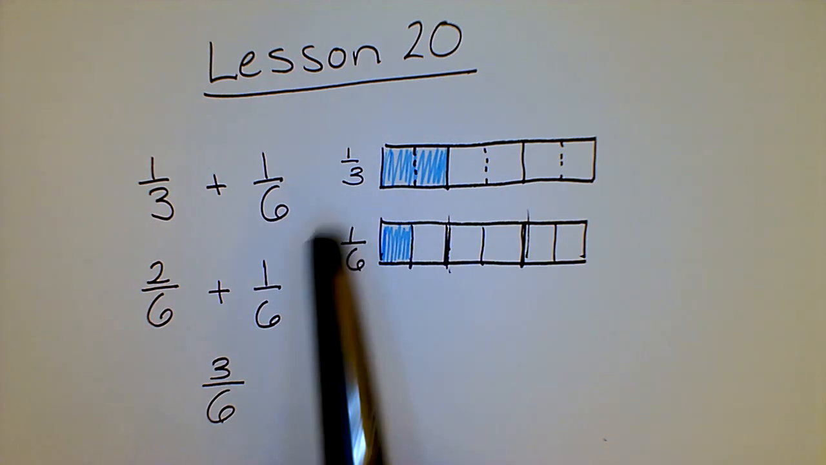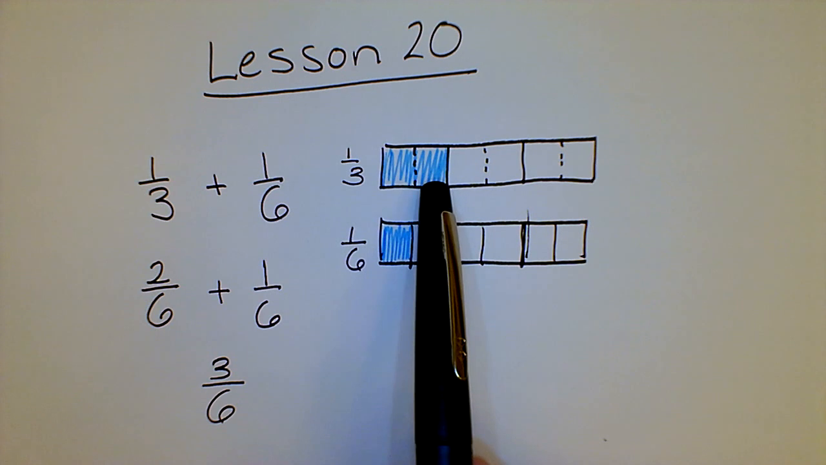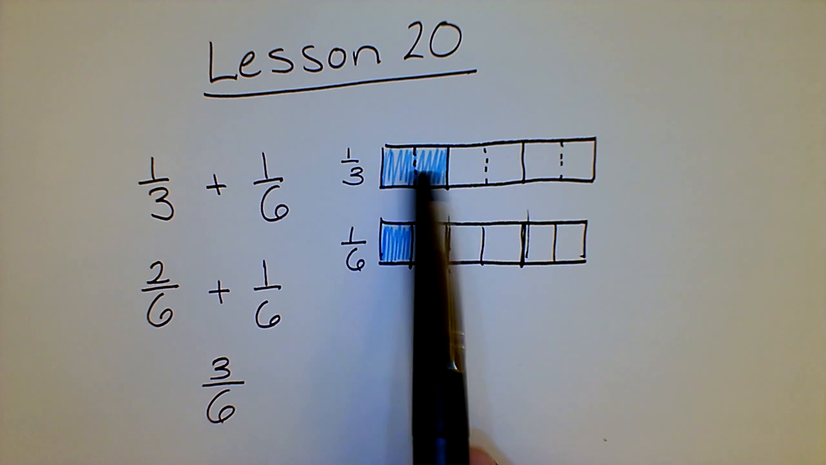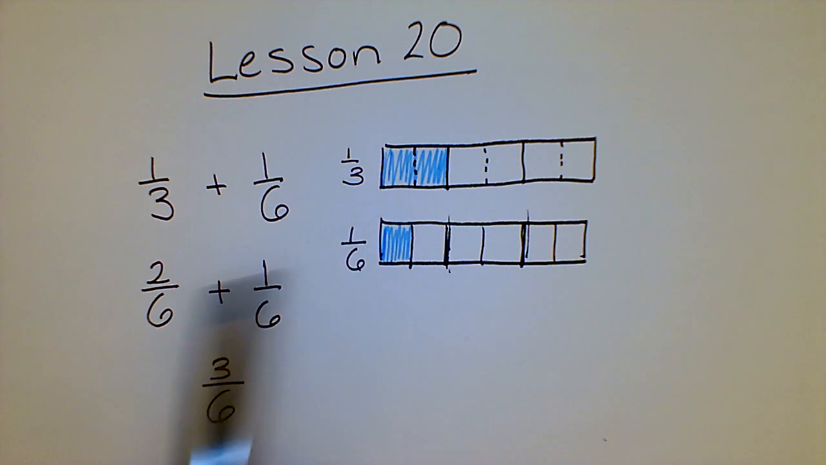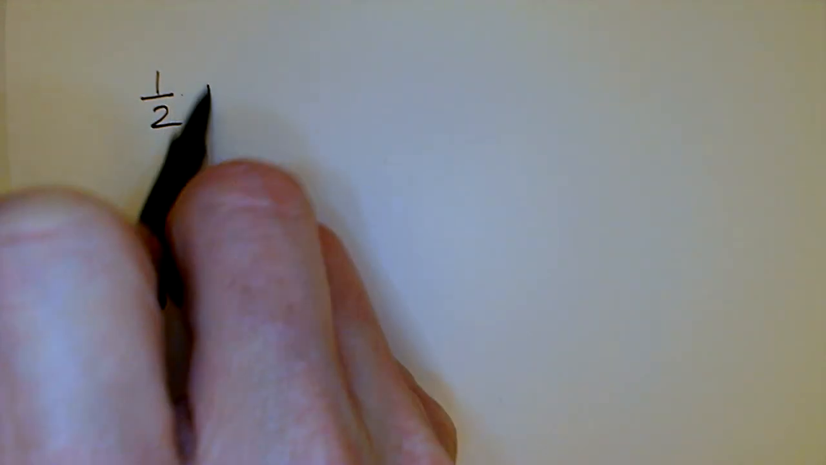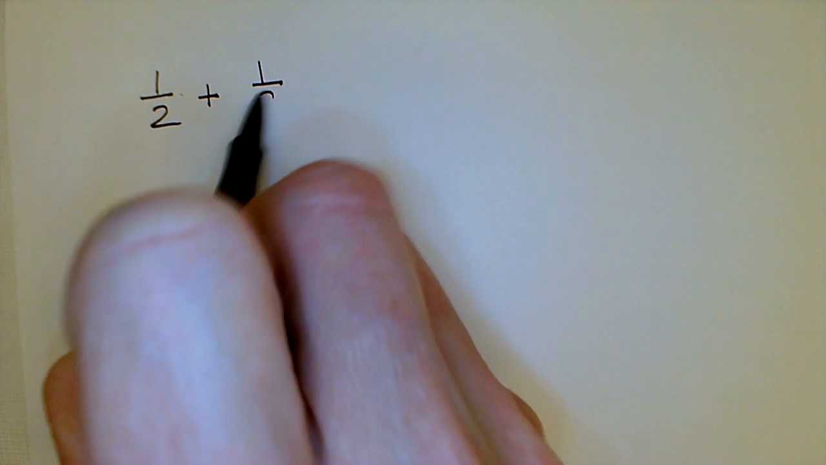So again, we took 1/3, we decomposed it into sixths. So now we had 2/6, and then we were able to add these 2/6 plus this 1/6. The 2/6 plus 1/6 is 3/6. Let's do another one like this. Let's go ahead and take another pair of fractions that we then need to decompose one of them so that we have matching units so we can add them. So let's take 1/2 plus 1/8.